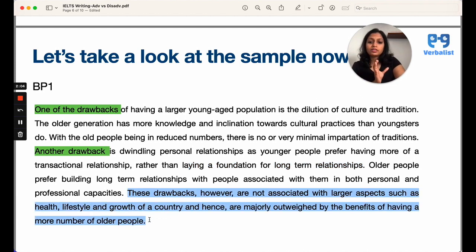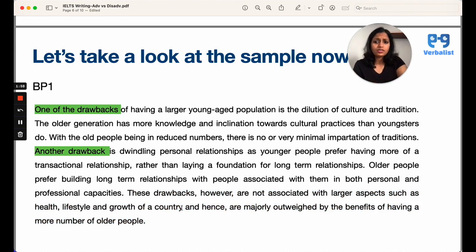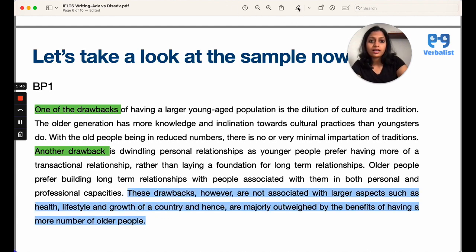And now comes my statement that is the link to the next paragraph. I'm trying to say that these drawbacks, however, are not associated with larger aspects such as health and growth. Those are more important than the drawbacks here, and hence these drawbacks are negligible. So this sentence is exactly what makes my answer a band 8.